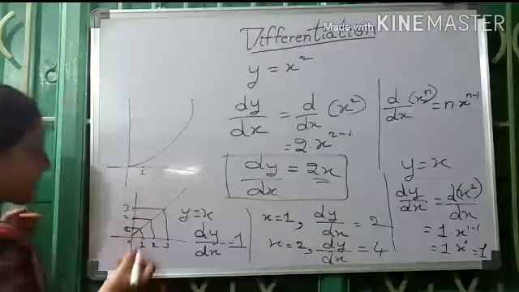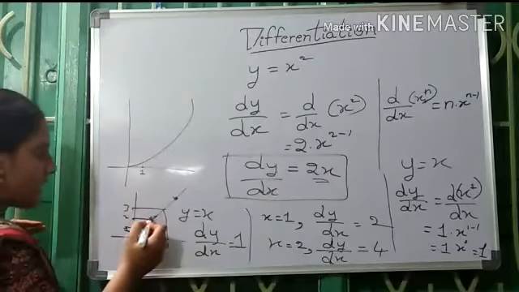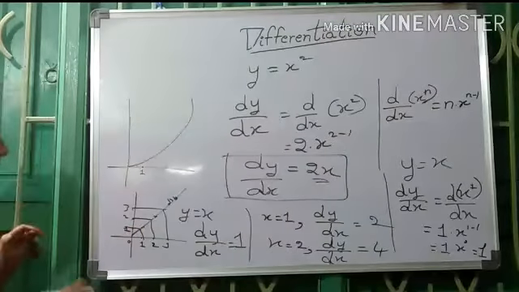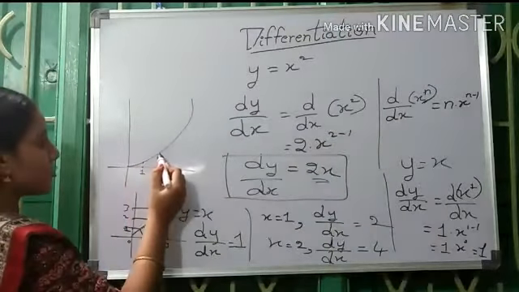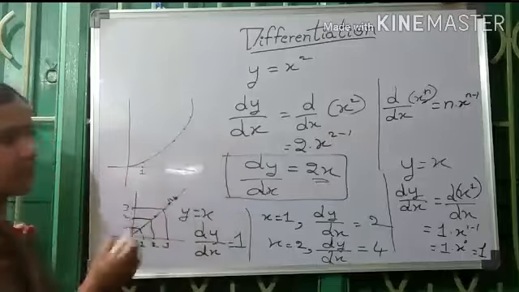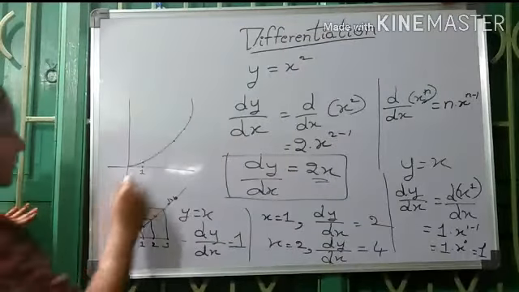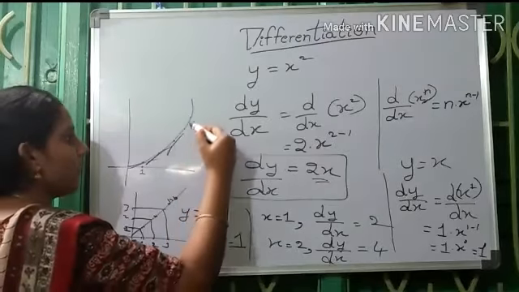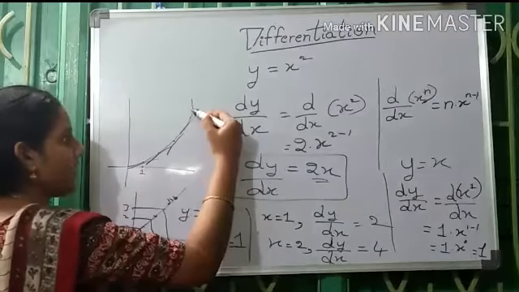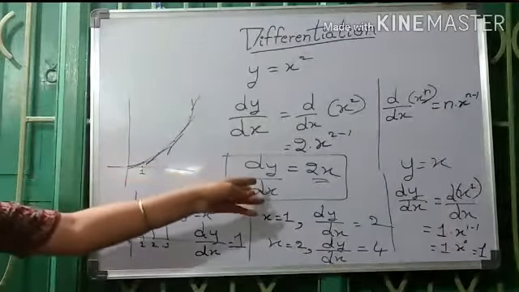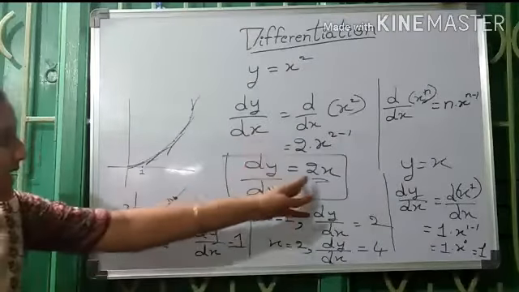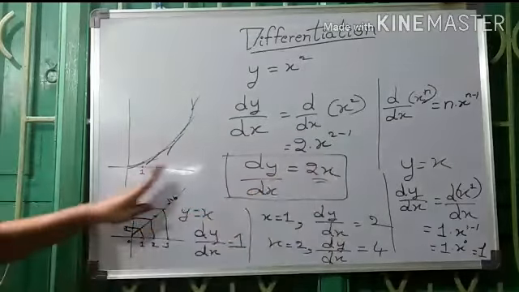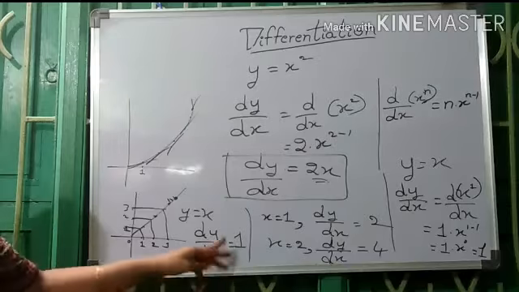Here the slope is constant. So, at any point, the slope is 1. But for this graph, the slope changes at every point, because there are different tangents for each point of the graph. So dy by dx is equal to 2x. It changes with respect to x. But for a straight line, dy by dx is constant.